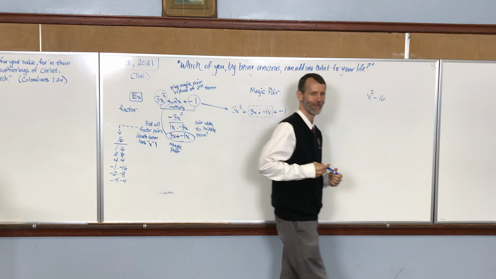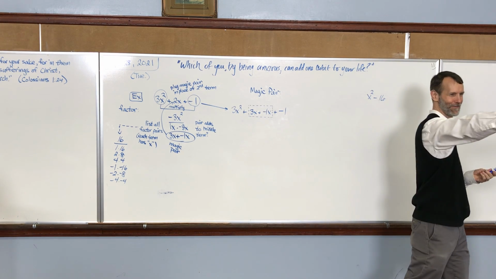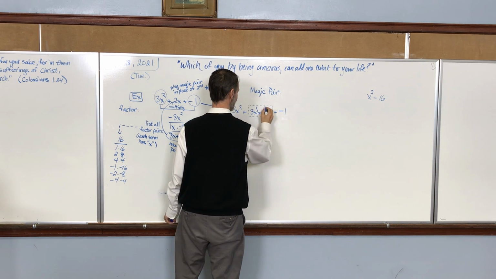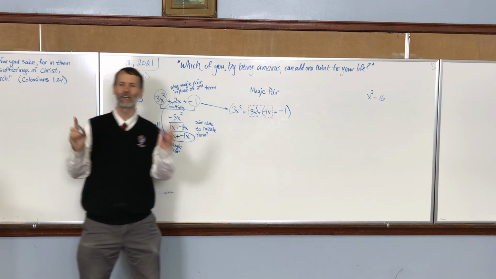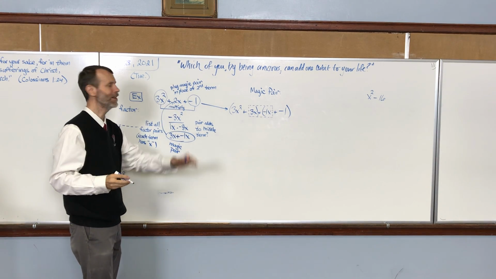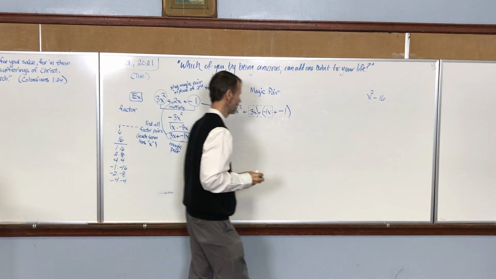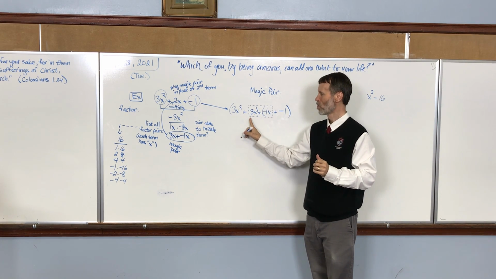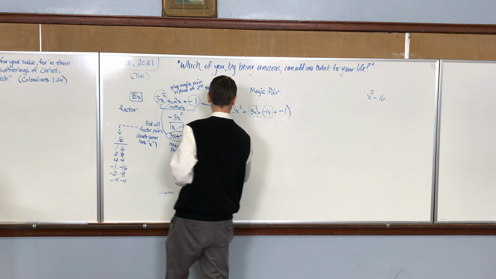Any sneaky person predict what we might be doing next? Grouping? Factor by grouping. By the way, if a magic pair exists, factor by grouping is guaranteed to work. It will always work. If there's a magic pair at all, this thing will work. Rosie, tell me what the mini GCF is here. 3x. Now be careful of the second term.